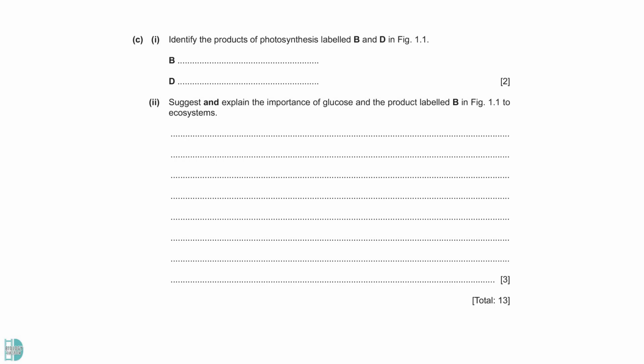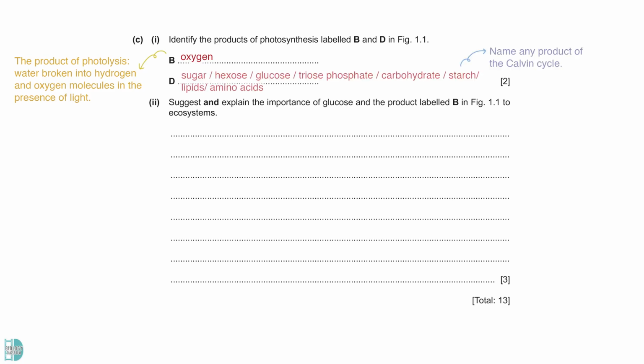B is the product of photolysis, the process of breaking down water into hydrogen and oxygen molecules in the presence of light. D is the product of the Calvin cycle. Carbohydrates, amino acids, and lipids can be produced in the process.